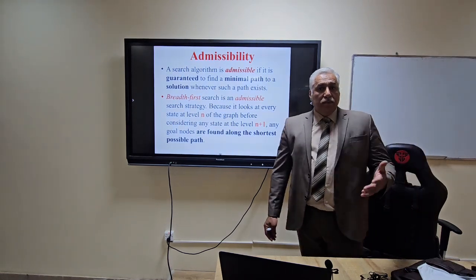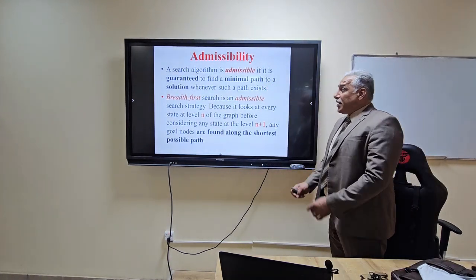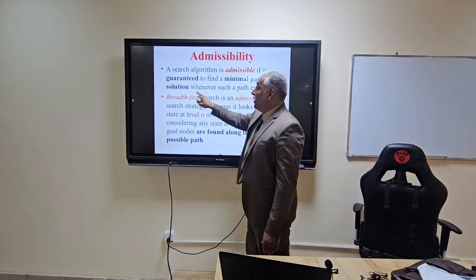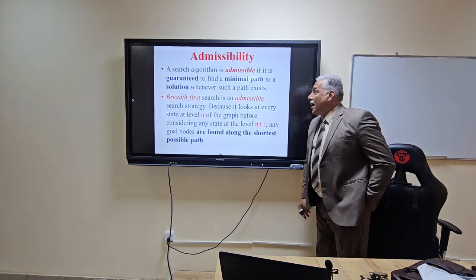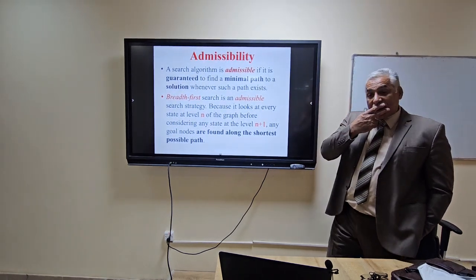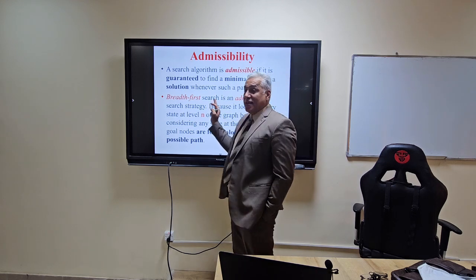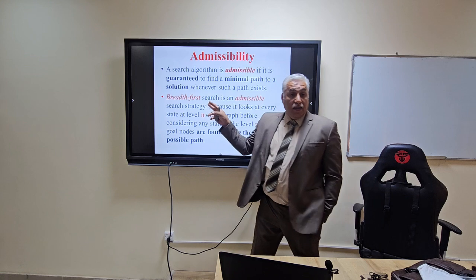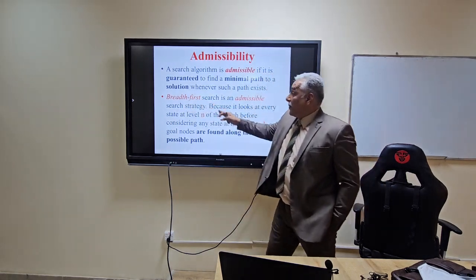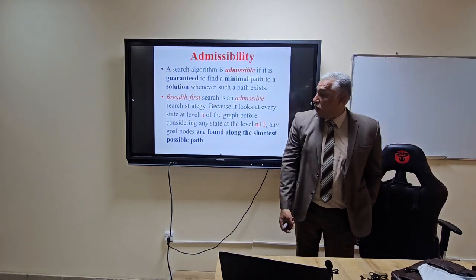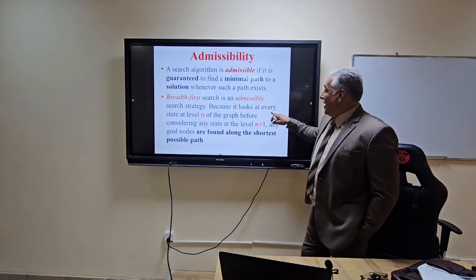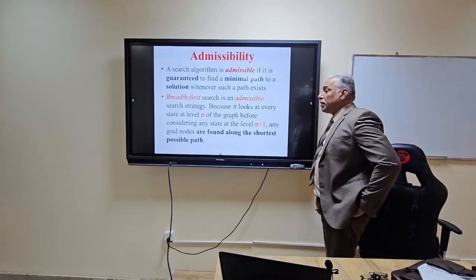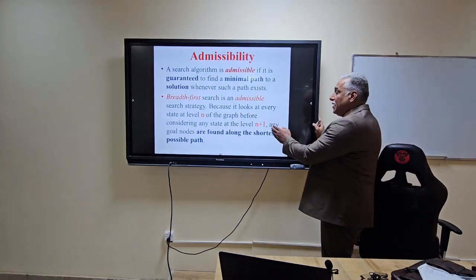Now, in detail, what is admissibility? A search algorithm is admissible if it is guaranteed to find a minimal path to a solution whenever such a path exists. For example, breadth-first search is an admissible search strategy. Why? Because it looks at every state at level n of the graph before considering any state at level n plus 1.